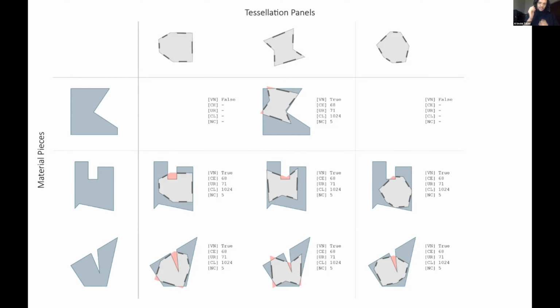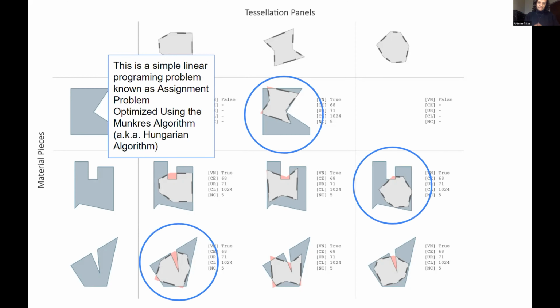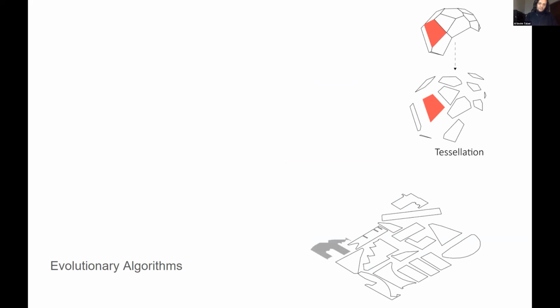After coming up with this table, we need to come up with a way to decide. We know all the information, we know which panels fit into which and how well they fit into each other, but then we have to make a decision about which panel should be made from which piece of material. We are just branching into another field, which is linear programming, a sub-branch of mathematics. And there's this very nice algorithm known as the Hungarian method or Munkres method, which you can use for optimizing this kind of assignment problem. So then we use this.